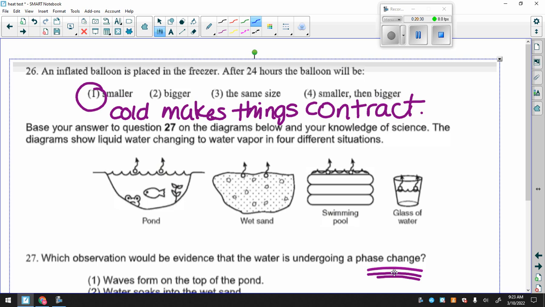26. An inflated balloon is placed in the freezer. You're just going to peek at the balloon. You're not taking it out of the freezer. So what happens to it? It's going to get smaller because cold makes things contract. Removing heat. When you remove the heat, they get slower and closer together.